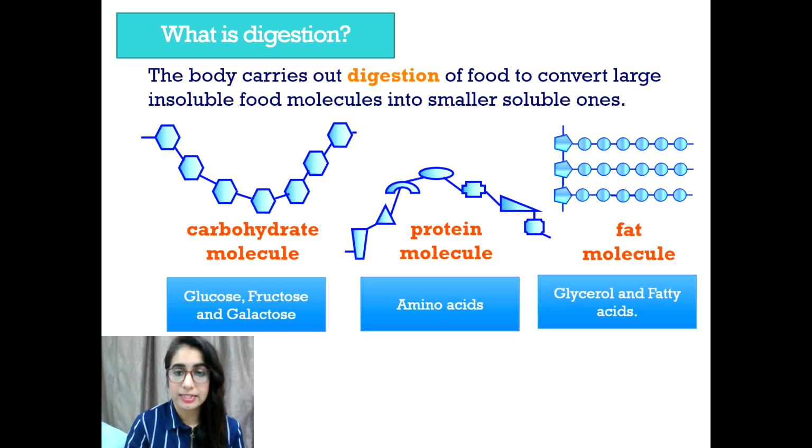So carbohydrate is a large molecule where it will break down into glucose, fructose and galactose. Okay, protein will be broken down into amino acid and fat molecule will be broken down into glycerol and fatty acid. So this is the product of digestion. So how digestion happens, you will see in this subject.